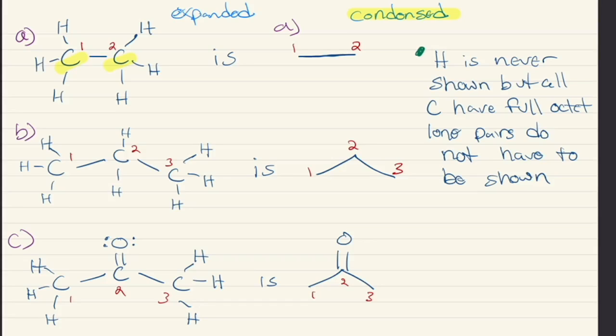So now let's look at what happens when we start to add in atoms that are not carbon or hydrogen. In the case of atoms that are not carbon and hydrogen, we need to use the chemical symbols.